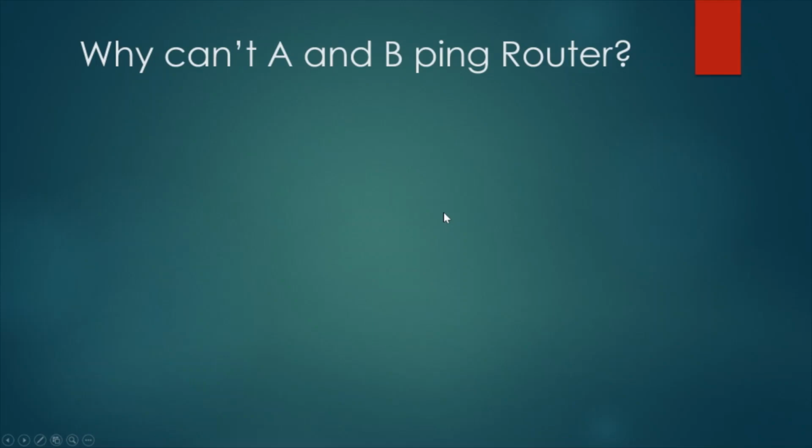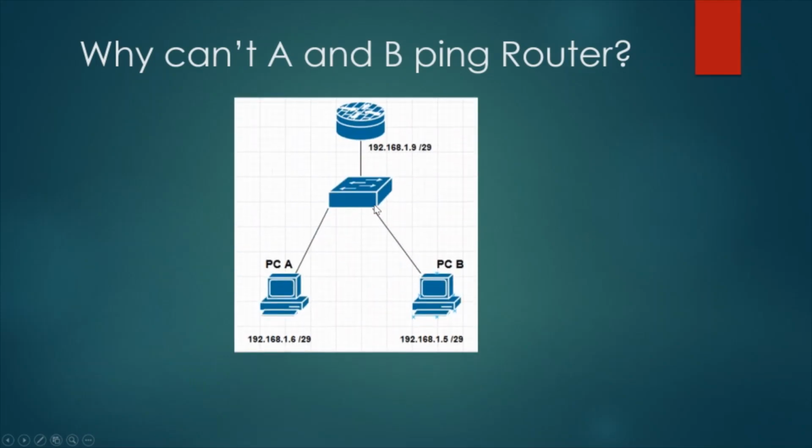An example where this question comes in handy. Why can't A and B ping the router? Here's our topology. The router's .9, PCA is .6, PCB is .5. Why wouldn't PCA be able to ping the router and PCB be able to ping the router? In this case, they could ping each other, though. Why do you think that is? Well, it's because the router's in a different network.